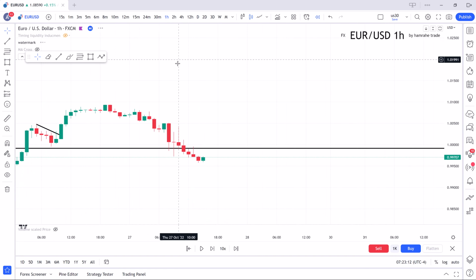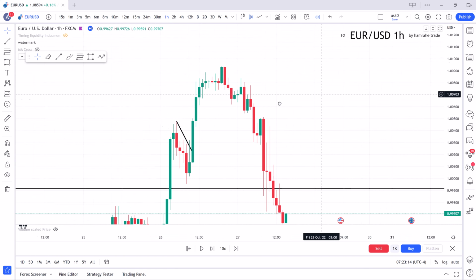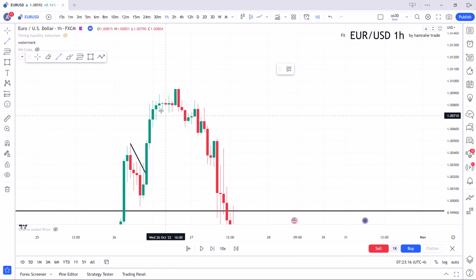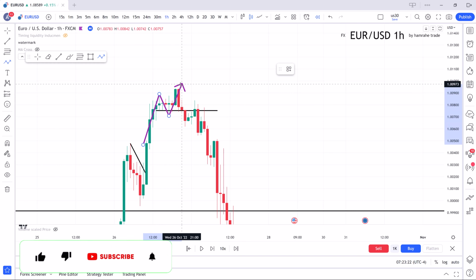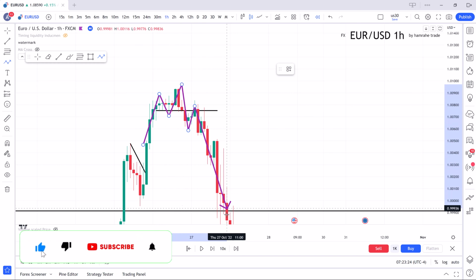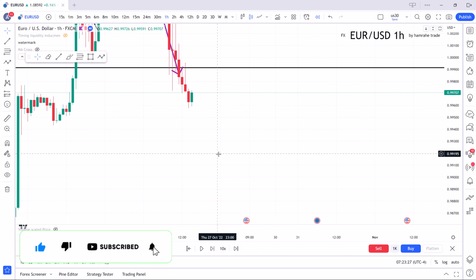And I go to lower time frames, and for example, if you are a price action trader, you can enter the trade after this support became resistance, and you can see the results.